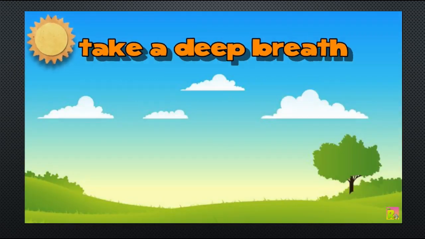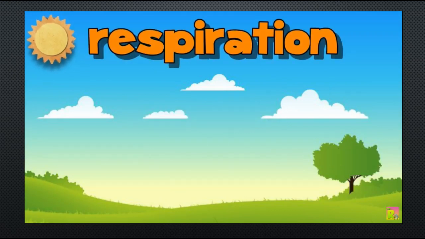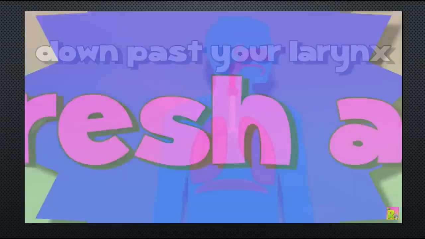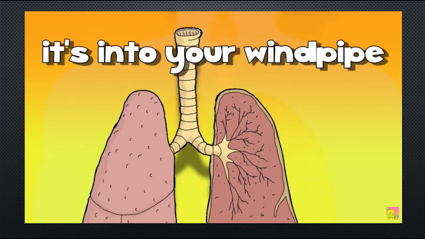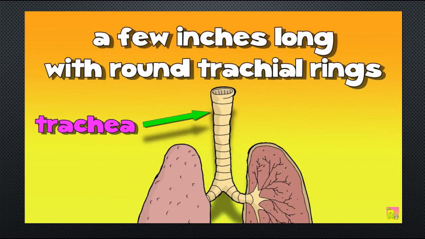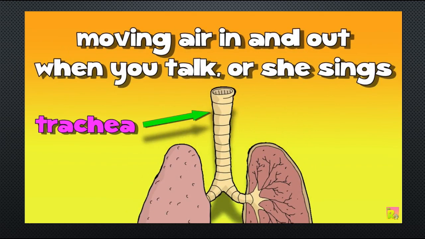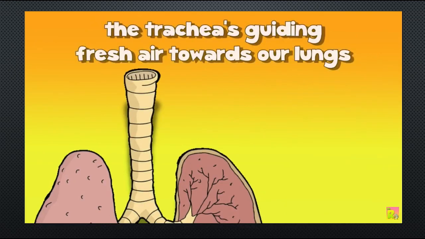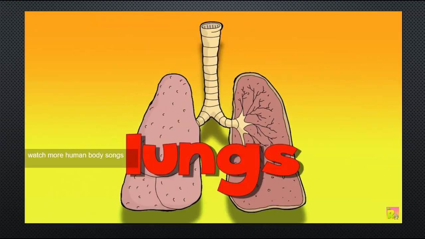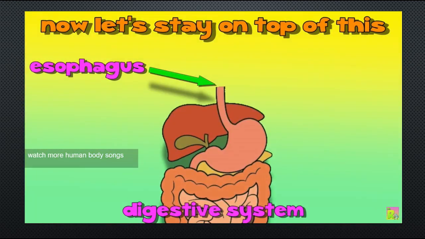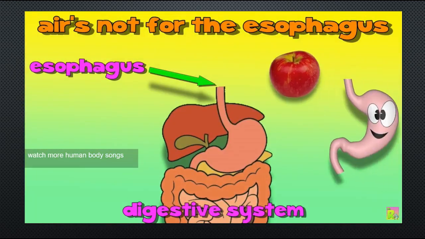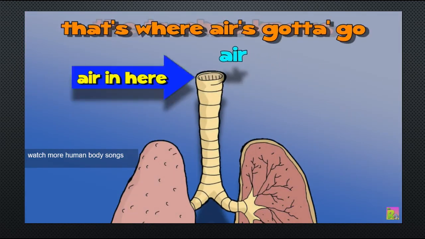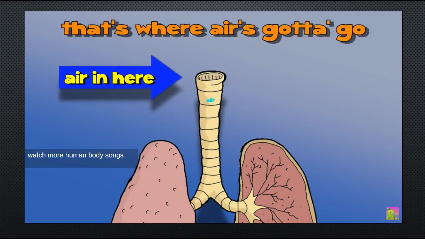Respiration, you gotta breathe. Take a deep breath, you gotta breathe. Fresh air, give me some fresh air. Down past your larynx, but where is air going? It's into your windpipe for tracheal flowing. A few inches long with round tracheal rings, moving air in and out when you talk or she sings. La la la la la la la. Yeah, tracheal rings, like ladders have rungs. The trachea is guiding fresh air towards our lungs. Now let's stay on top of this. Air's not for the esophagus. That's for food. The trachea knows that's where air's gotta go.